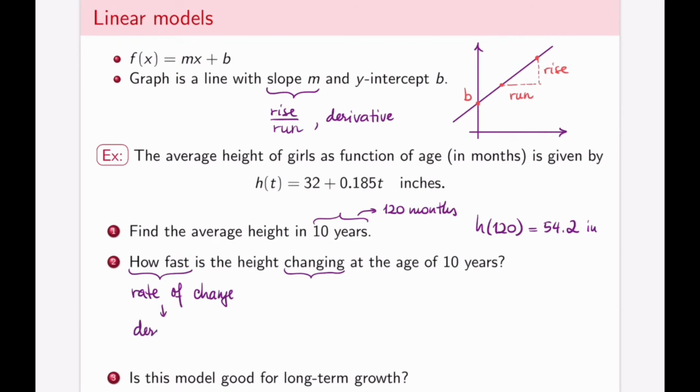So what we're going to do here is take our function h of t and take a derivative of it. Now, again, this is changing with respect to time as the child grows, so I'm going to be taking the derivative with respect to time. Let's recall here two different ways to represent the derivative in terms of just notation.